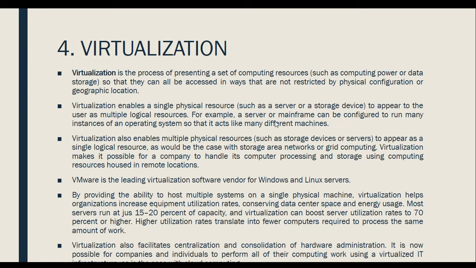For example, a server or mainframe can be configured to run many instances of an operating system so that it acts like many different machines. So this type of virtualization, where you have one server configured to run many instances, is one to many. ठीक है ना, एक सर्वर है, उसको आपने इस तरीके से वर्चुअलाइजेशन की टेक्निक यूज करके, उसके अंदर आप running multiple instances of operating system, so that the users feel like there is one dedicated server for them.